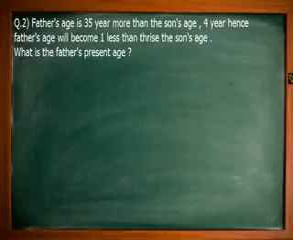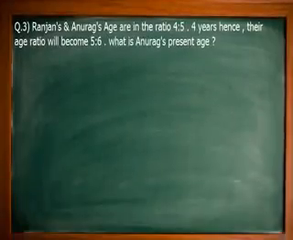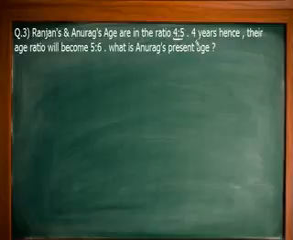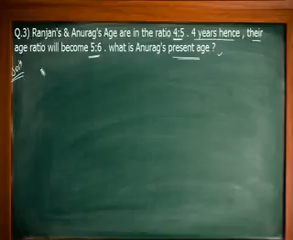Third problem, that is here. See, Ranjan's and Anurag's age are in the ratio that is 4:5. 4 year hence their ages ratio will become 5:6. What's the Anurag's present age? Okay, so I think this is a very easy problem for you. You can solve yourself also, but basically I'm giving you another type, that is type 2 here.